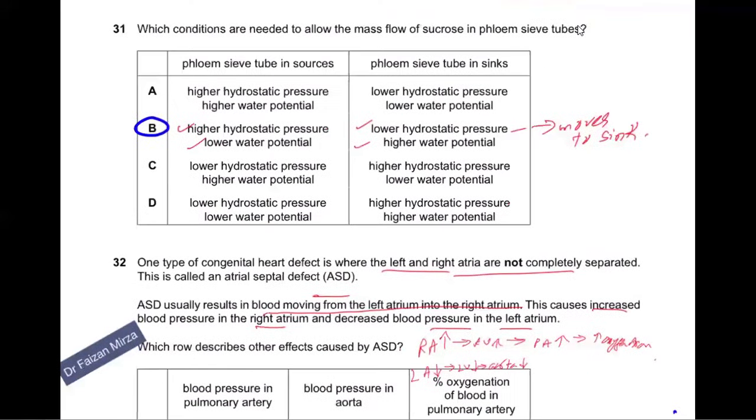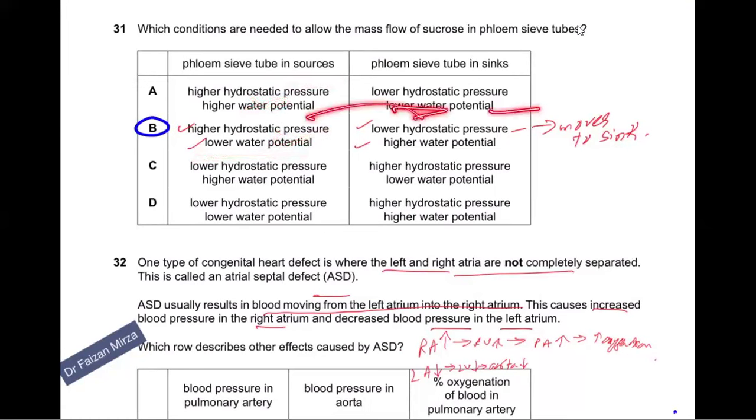Question 31. Which conditions are needed to allow the mass flow of sucrose in phloem sieve tube elements? High hydrostatic pressure is required, we know that. But a lower water potential, because when the water potential is low, only then can more and more water enter and more hydrostatic pressure can actually be produced. Because if it was a higher hydrostatic pressure, the water would stop moving inside. So both options include high hydrostatic pressure in the first column, but high water potential is not correct. Low water potential is correct as far as the sieve tube is concerned.